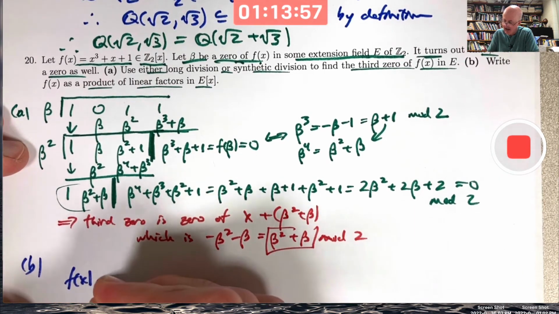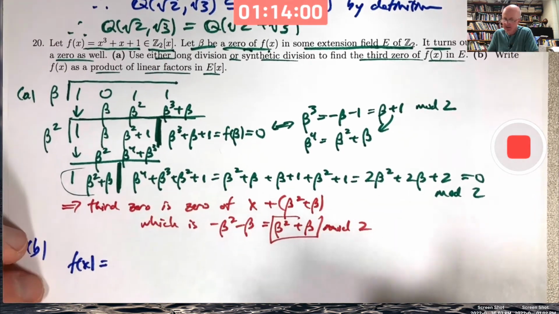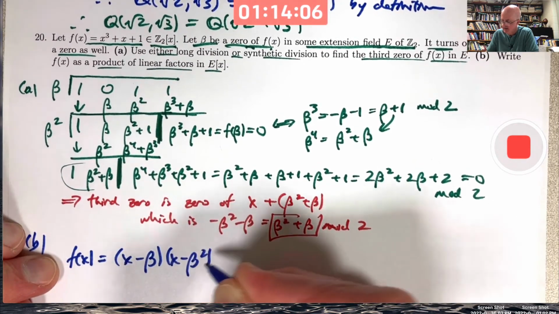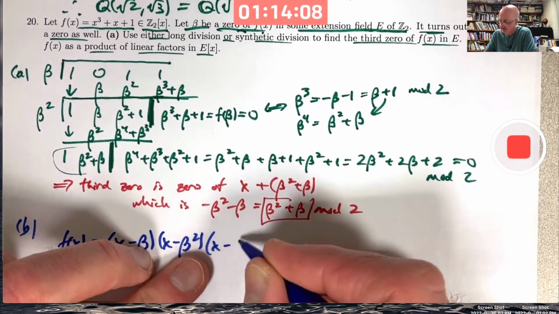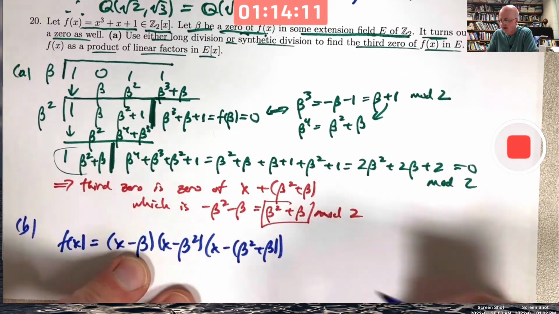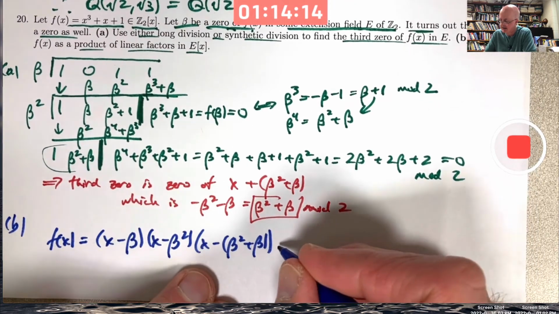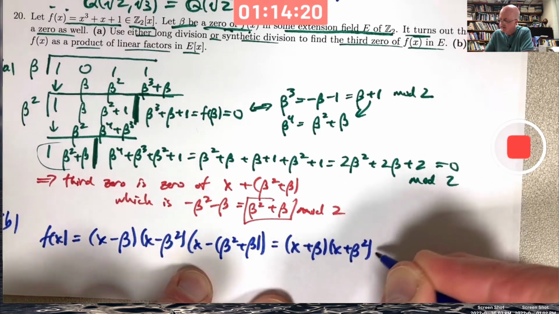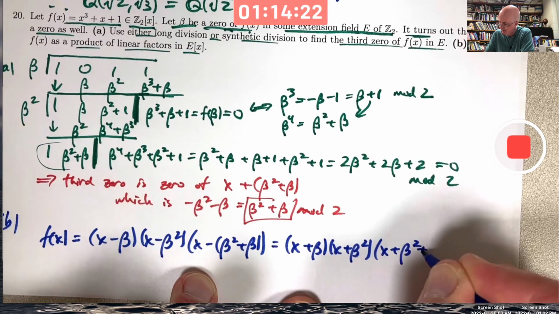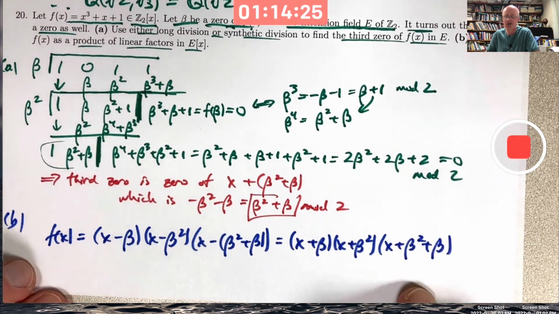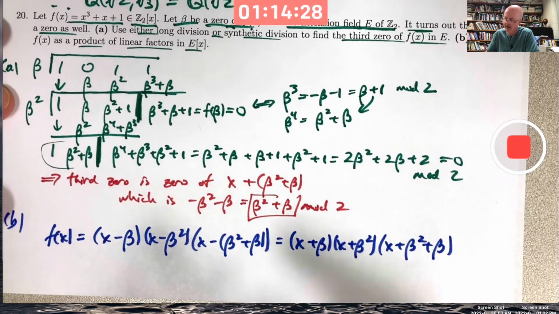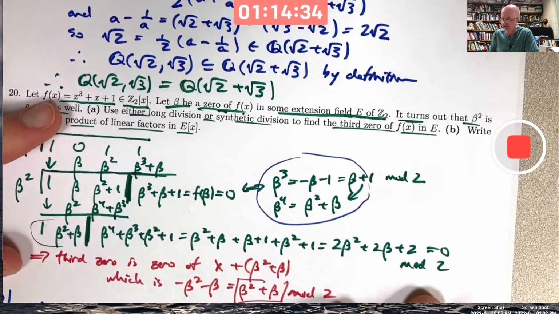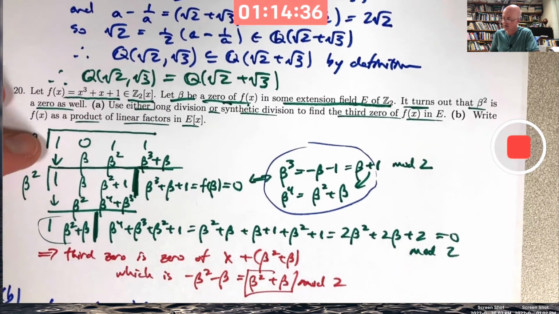f of x can be factored as, I could use minus signs or plus signs. X minus beta times x minus beta squared times x minus, in parentheses, beta squared plus beta. Or again, since it's mod 2 arithmetic, this is the same as x plus beta times x plus beta squared times x plus beta squared plus beta. It would be a good exercise for you to expand this out, multiply it all out, simplify, using the fact that these things are true up here, to see that you get the original polynomial, x cubed plus x plus 1. Don't forget to mod the coefficients by 2.